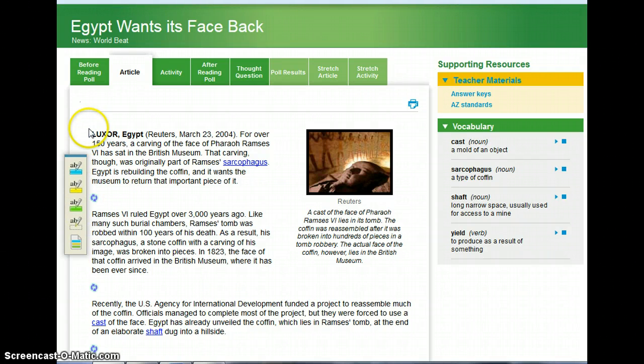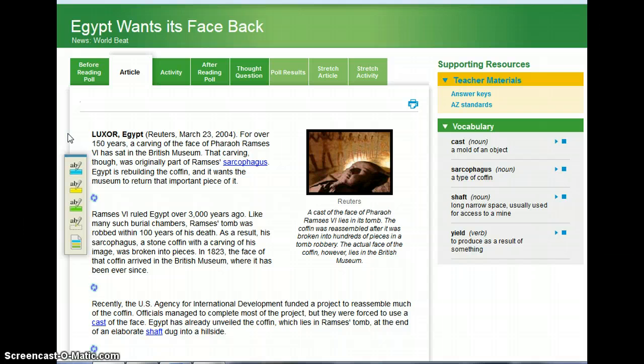So, Luxor, Egypt. For over 150 years, a carving of the face of Pharaoh Ramses VI has sat in the British Museum. That carving, though, was originally part of Ramses' sarcophagus. Egypt is rebuilding the coffin and wants the museum to return that important piece of it.